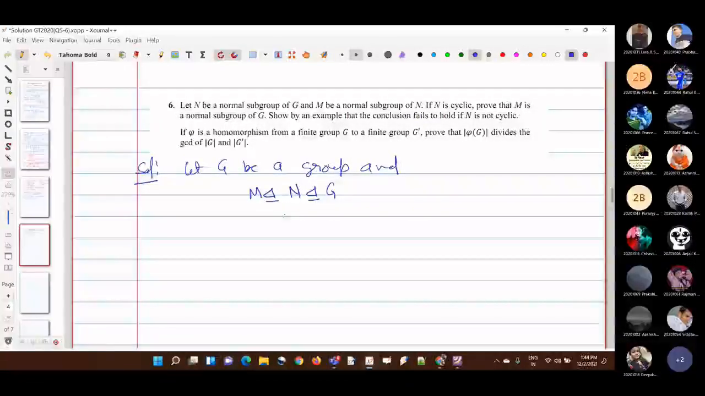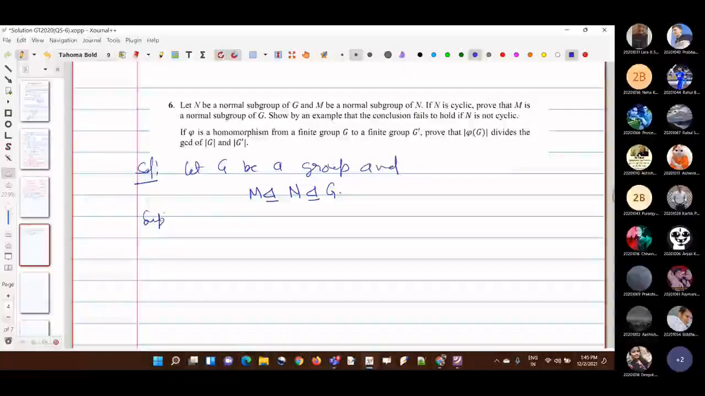So one may ask now whether M is normal in G or not. But an additional condition is given. Of course, if you ask directly without giving any condition, M need not be normal in G. I have given you an example during the class. But they are imposing another condition on N, that N is cyclic.